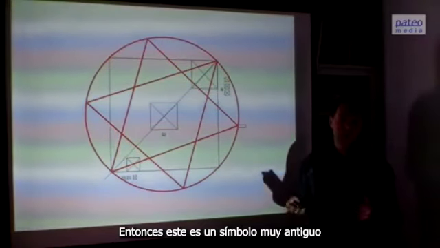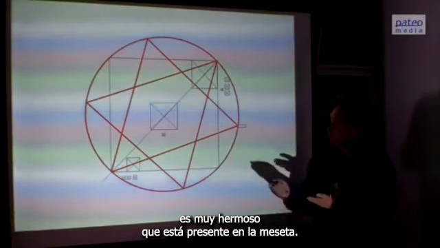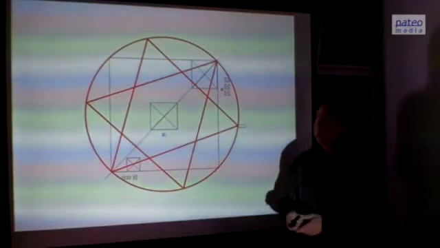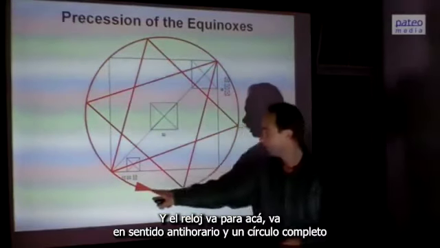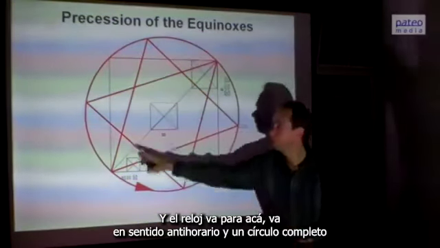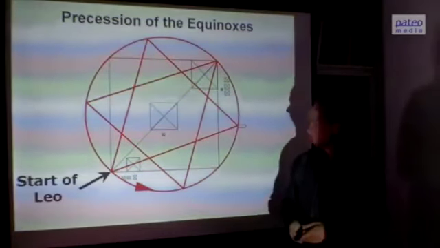So this is a very ancient symbol. It's the seal of Solomon. It's very beautiful that it's present on the Giza plateau. And why is that? Because it's a clock. And the clock goes this way, counterclockwise. And the full circle is nearly 26,000 years.